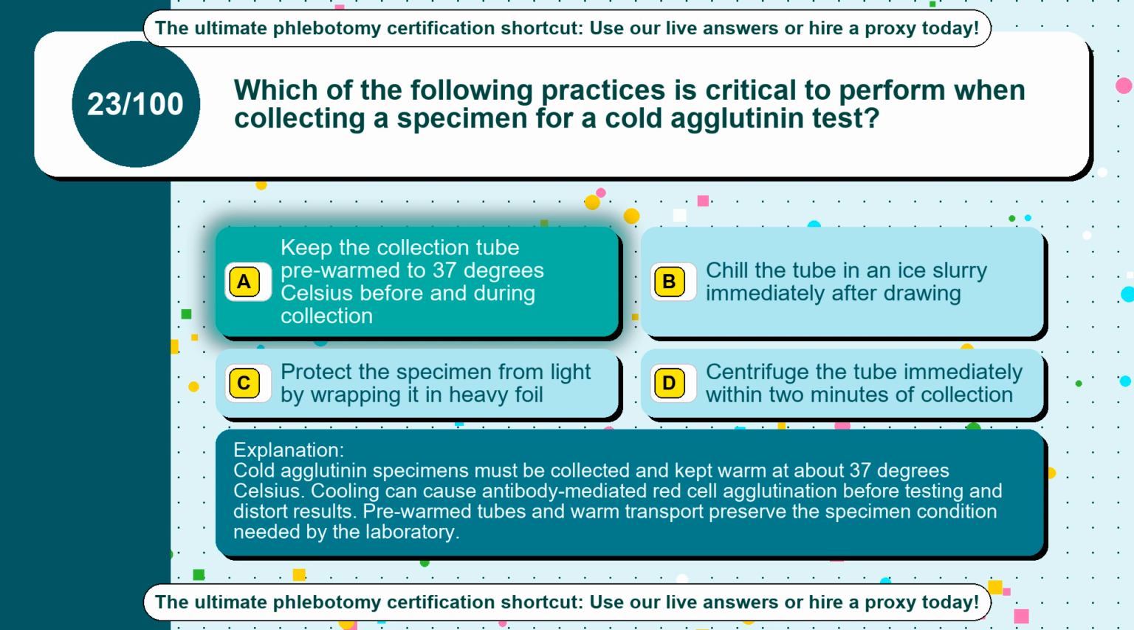Cold agglutinin specimens must be collected and kept warm at about 37 degrees Celsius. Cooling can cause antibody-mediated red cell agglutination before testing and distort results. Pre-warmed tubes and warm transport preserve the specimen condition needed by the laboratory.